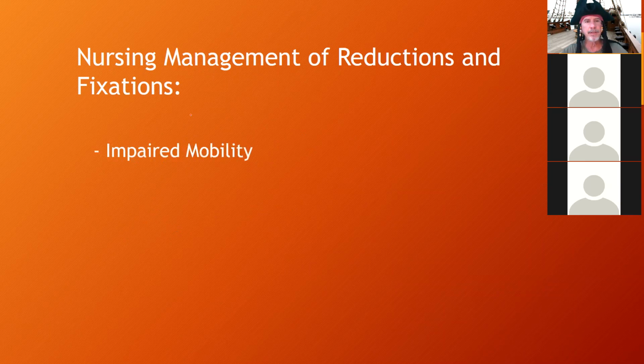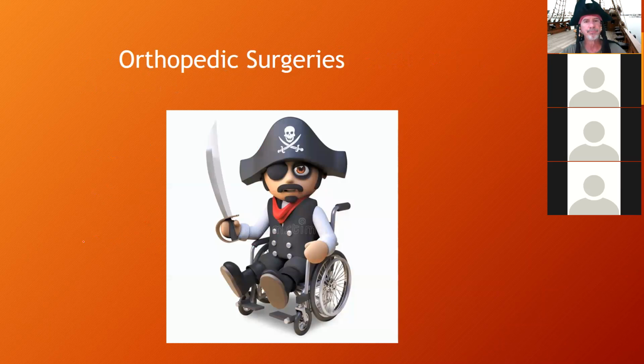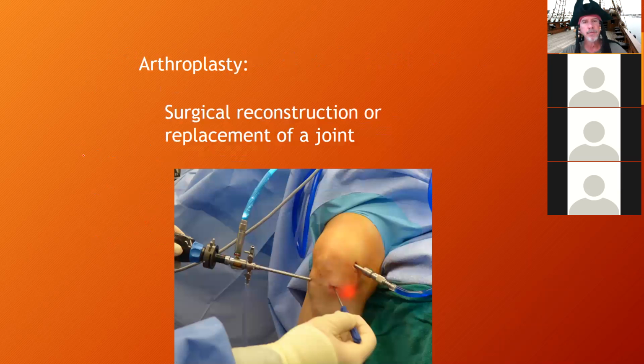Nursing management. This is actually some nursing diagnoses. So if you ever have, say, a hip fracture, this might be one of the nursing diagnoses you might want to use with it. Impaired mobility, pain, impaired tissue integrity. As you saw from the external fixation, you saw how if there's any kind of open reduction, you're going to have incisions, you're going to have screws, you're going to have open tissue. Now we're going to cover some of that as we go through this on the orthopedic surgeries.